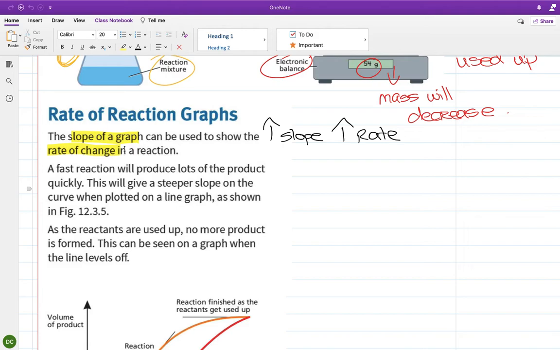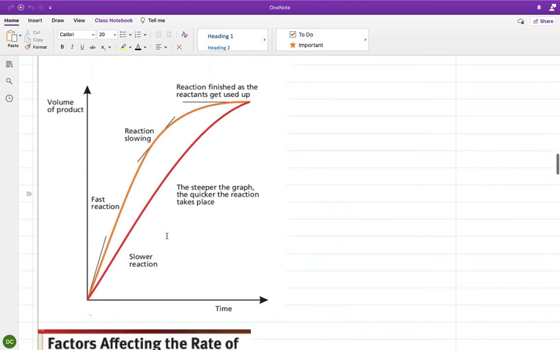So a fast reaction will produce lots of product quickly, and this will give a steeper slope. And then you can see here, right? The orange one is the faster reaction because it has the steeper slope. Okay, so that reaction took off much quicker than the red reaction.